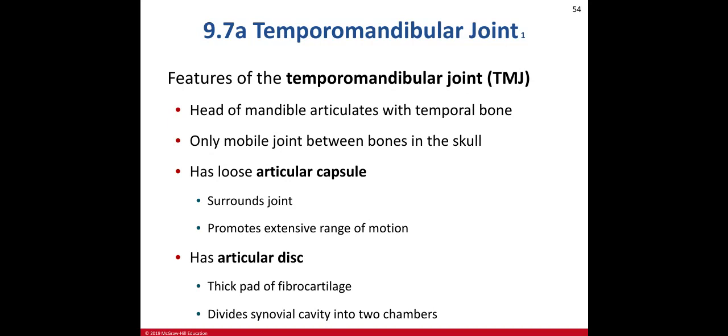This TMJ has a very loose articular capsule that surrounds the joint. It allows for an extensive range of motion, and you can even practice this now, right? You can do protraction, retraction, you can depress, you can elevate, you can move it in a circle, you can do all of those ranges of motion. There is an articular disc, a thick pad of fibrocartilage, and it divides the synovial cavity into two different chambers.